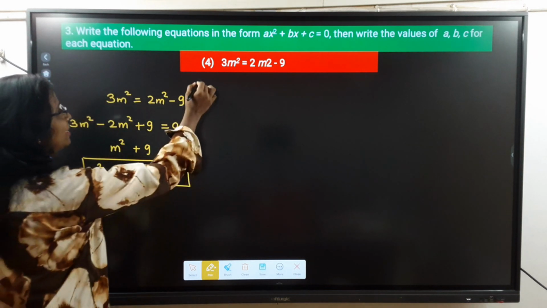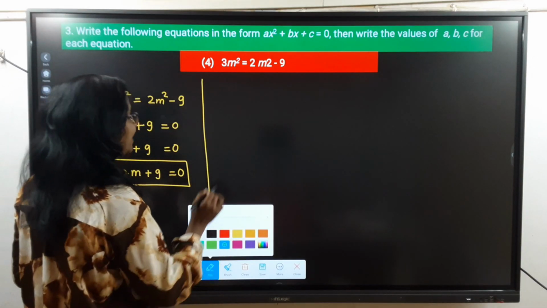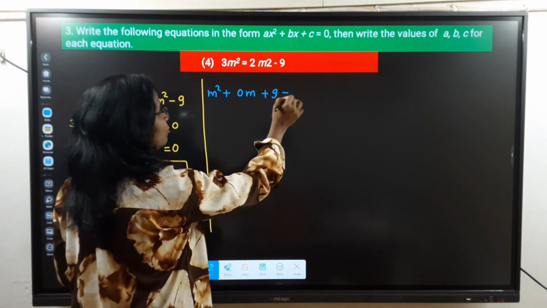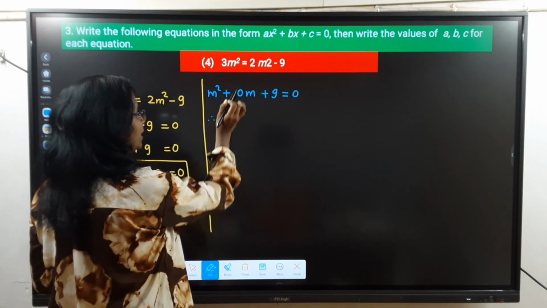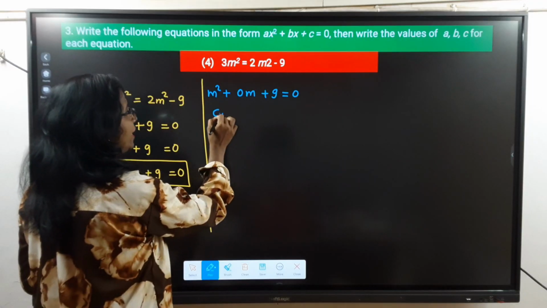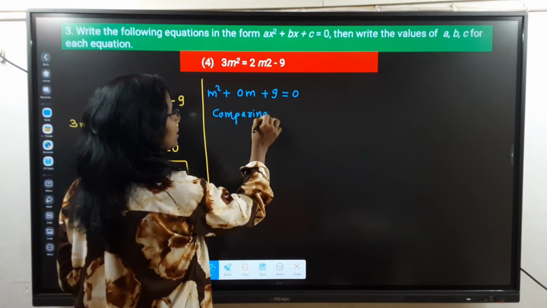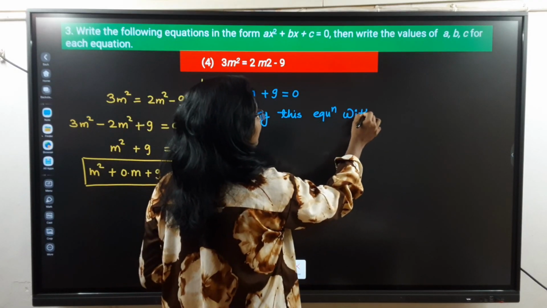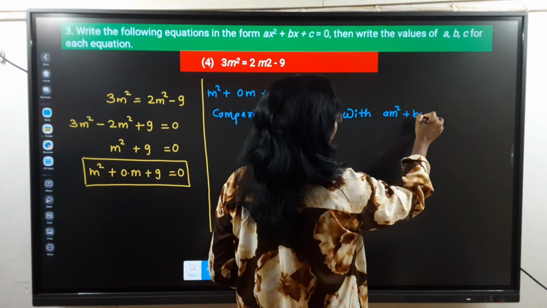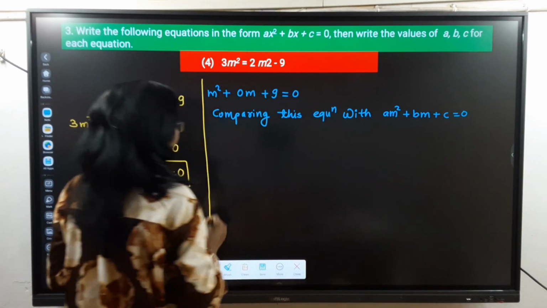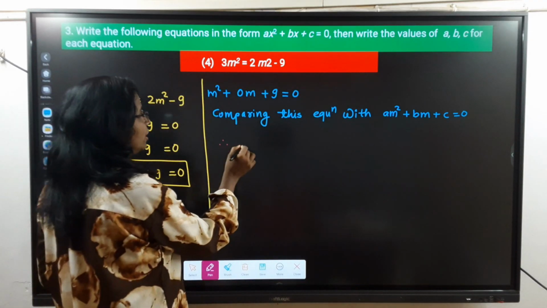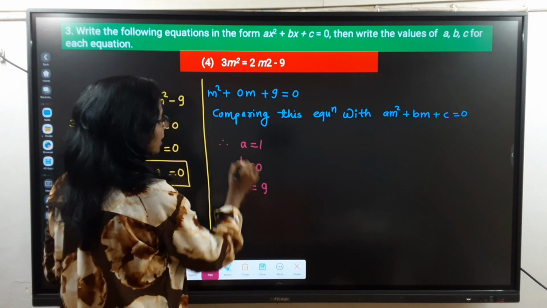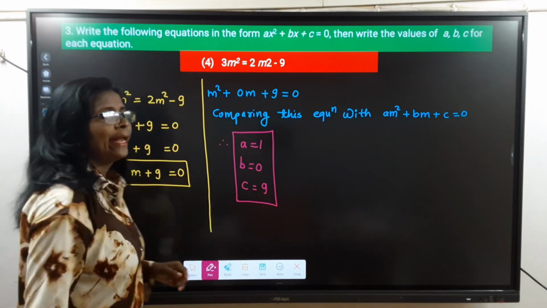So now this is the equation in the form of am square plus bm plus c is equal to 0. Now the second part of this solution is comparing. Here m square plus 0m plus 9 is equal to 0. Therefore, comparing this equation with am square plus bm plus c is equal to 0, a is equal to 1, b is equal to 0, and c is equal to 9. So these are the values of a, b, c.